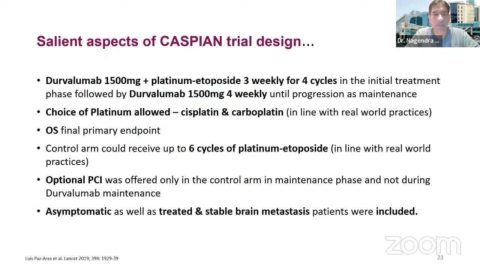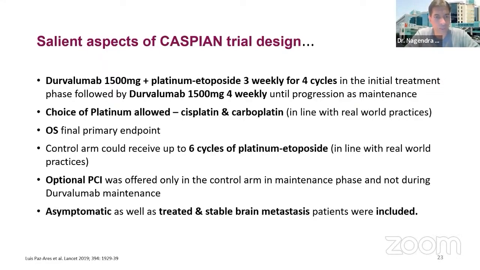The CASPIAN trial was designed with durvalumab 1500 mg flat dose plus platinum etoposide 3 weekly for 4 cycles in the initial induction phase, followed by durvalumab 1500 mg 4 weekly until progression as maintenance. Choice of platinum was allowed, either cisplatin or carboplatin, in line with real-world practice. Overall survival was the final endpoint. Ultimately, we want our patients to live longer and live better in this highly lethal disease.